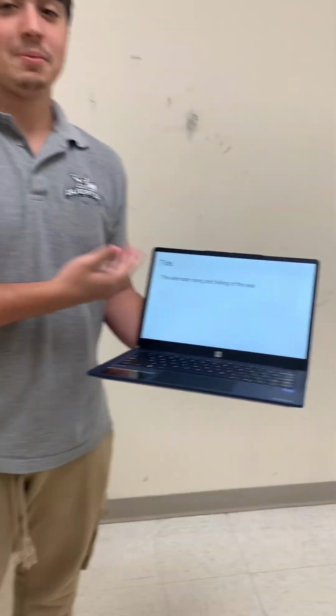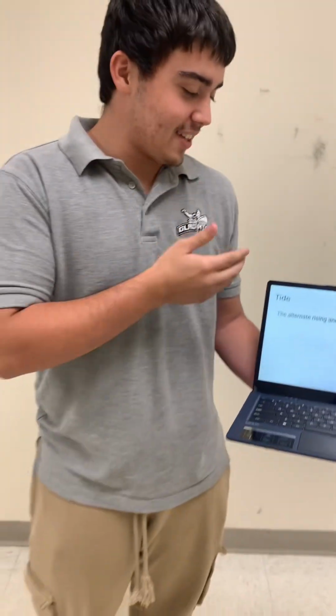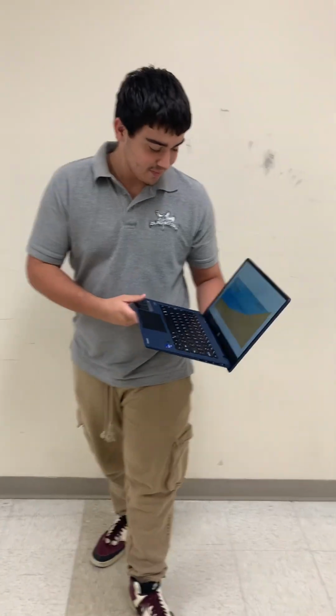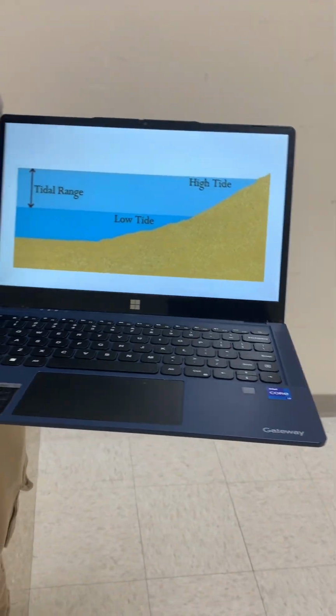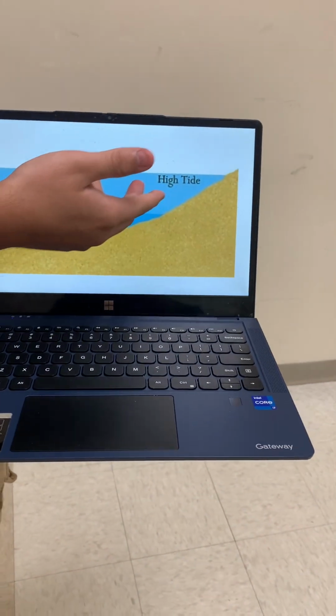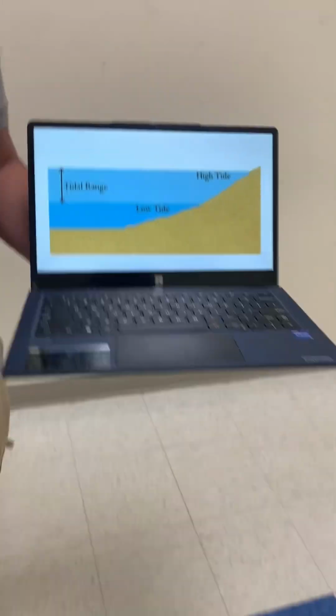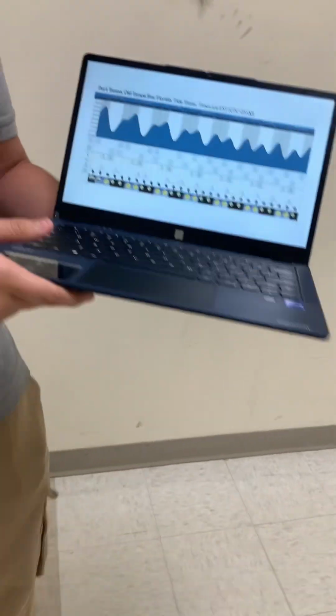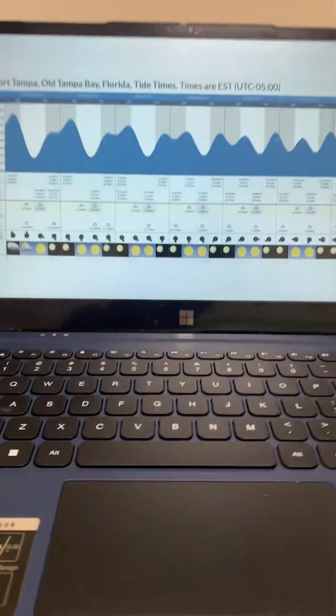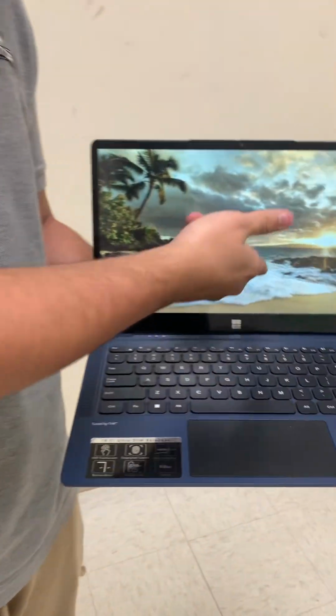So tide is mine, and tide is the alternate rising and falling of the sea. So these are examples of tide. So you have high tide, which is at the surface, and then low tide. Low tide is at the bottom, and then the tidal range is the range of the tide. So here you have an example of Florida's recent tides. So you know how it goes up and down because it's constantly changing. And yeah, this is the tide too.